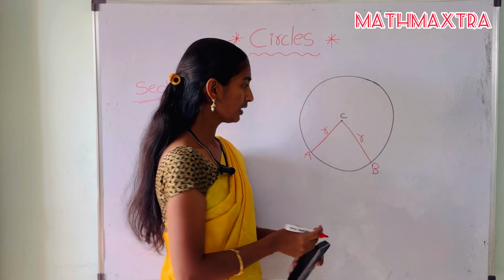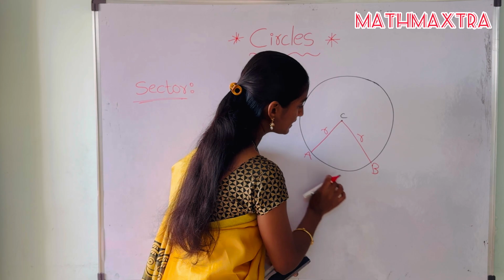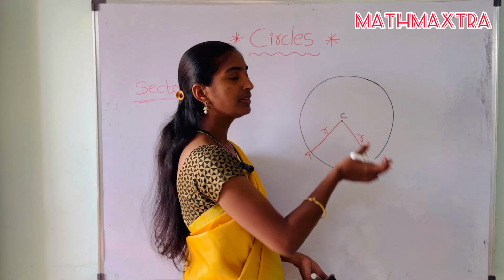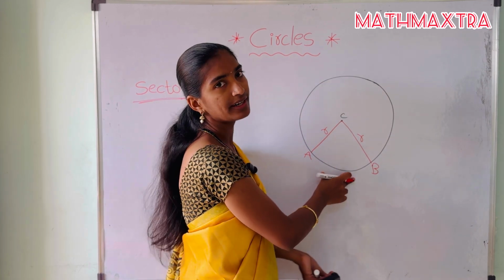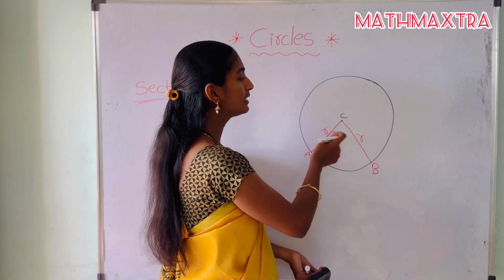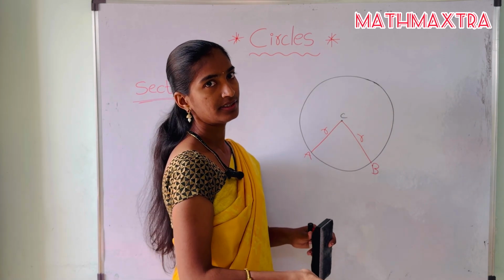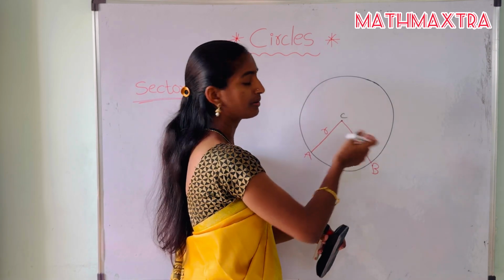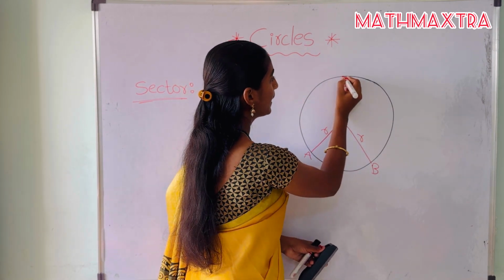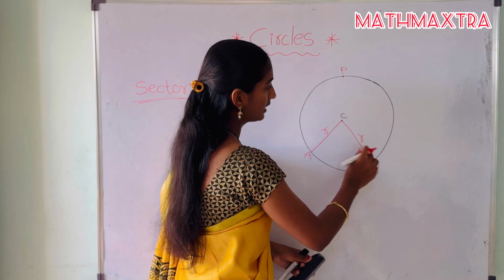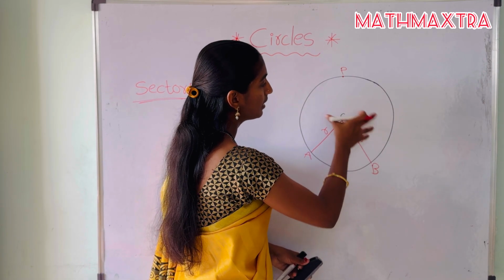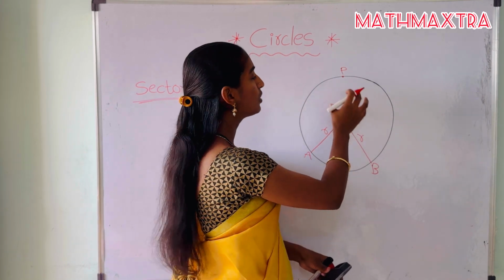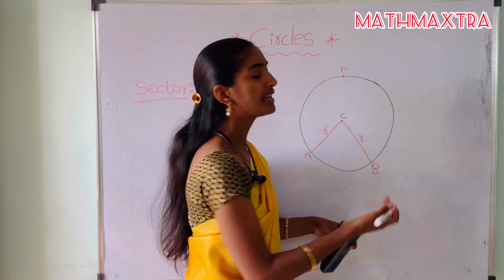Okay. If we consider the minor arc AB, and the sector is formed by the minor arc, then we call that sector a minor sector. If this sector is formed by a major arc, what is it? If APB is a major arc and this is the sector formed by major arc APB, that is why we call this sector a major sector.